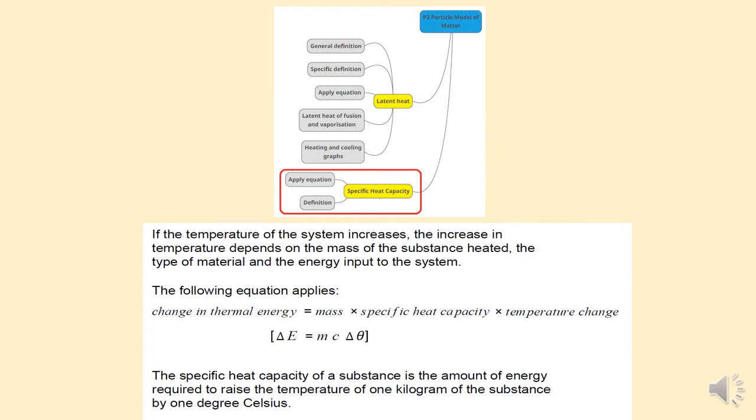So your syllabus states that if the temperature of a system increases, the increase in temperature will depend on the mass of the substance heated, the type of material, and the energy input to the system. You've got an equation, which is the change in thermal energy equals the mass multiplied by the specific heat capacity multiplied by the temperature change. You've got the definition: the specific heat capacity of a substance is the amount of energy required to raise the temperature of 1 kilogram of the substance by 1 degree Celsius.